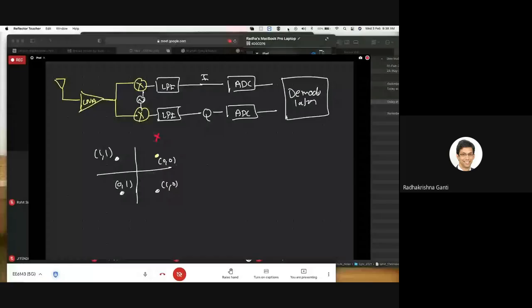So the question is, how do you find out what you transmitted? What you do is find the nearest point to whatever you have received. The nearest point corresponds to 00, so you output 00 here. So here the output will be bits.